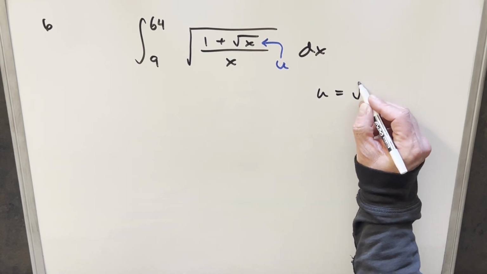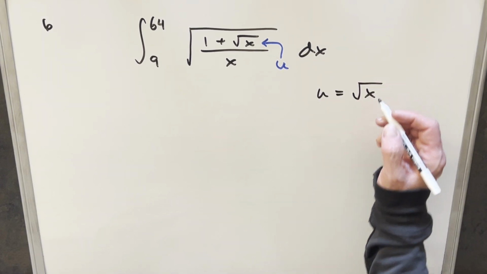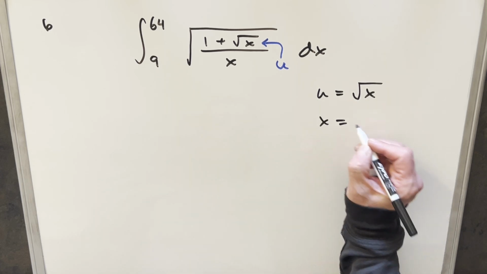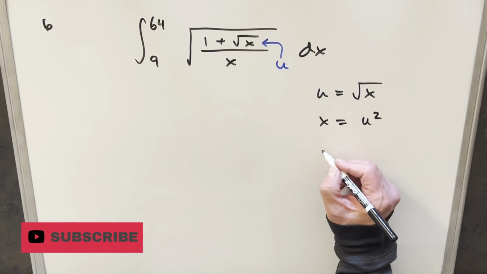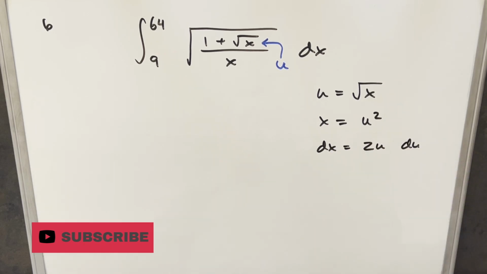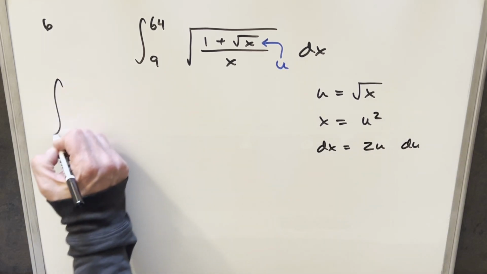So we'll do u equal to square root of x over here. I think what I'll do is solve for x here. So just squaring both sides, we get x equals u squared. I'll take a derivative, dx equals 2u du. So we'll go ahead with the substitution. First, we'll update our bounds.